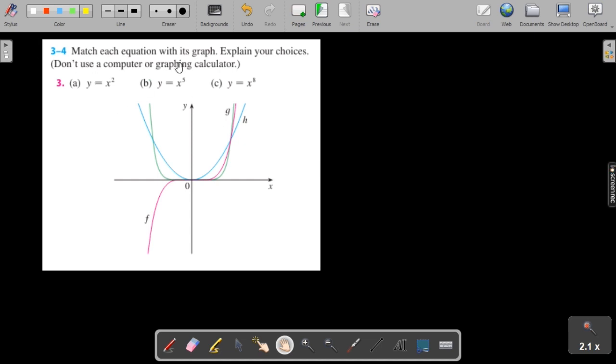So we're asked to match each of the equations to its graph. So let's analyze each individually. Now let's start with A. At A we have y equals x squared.